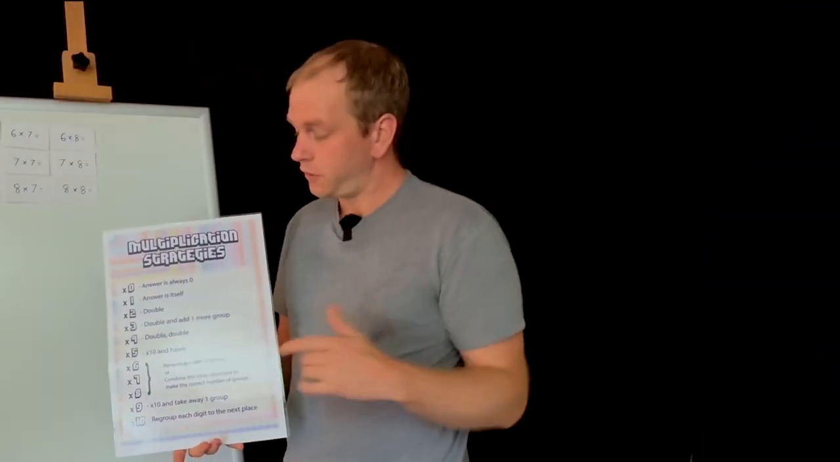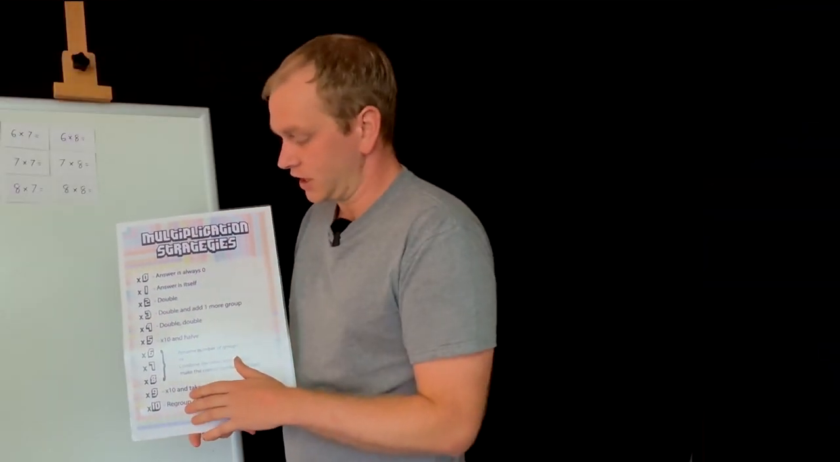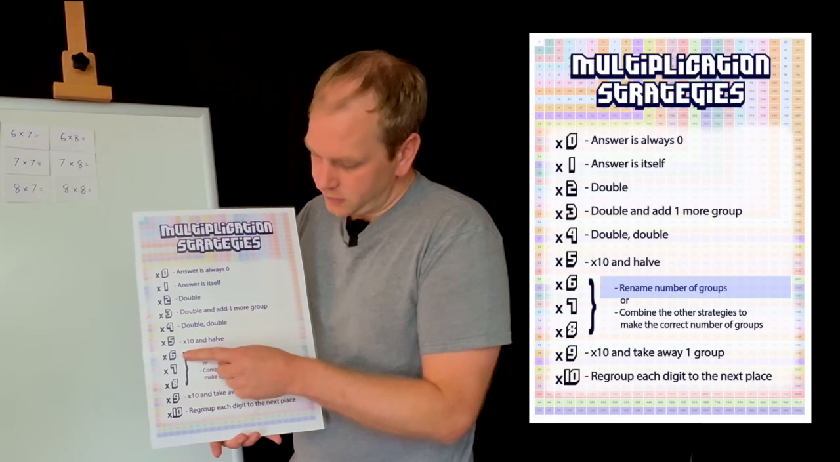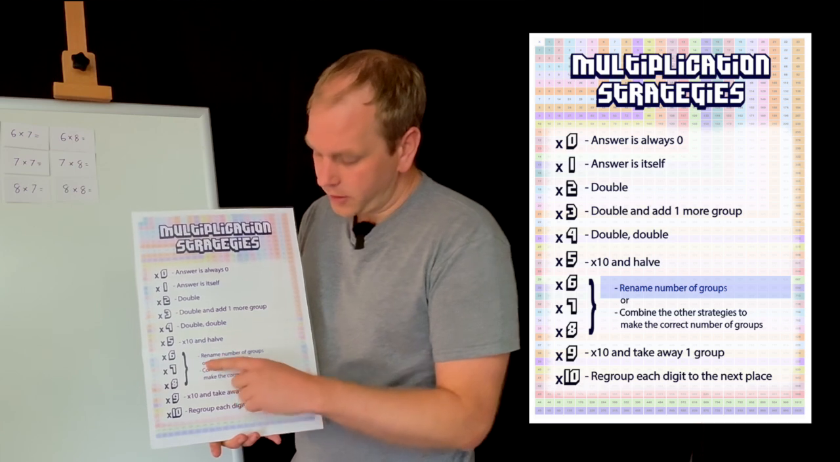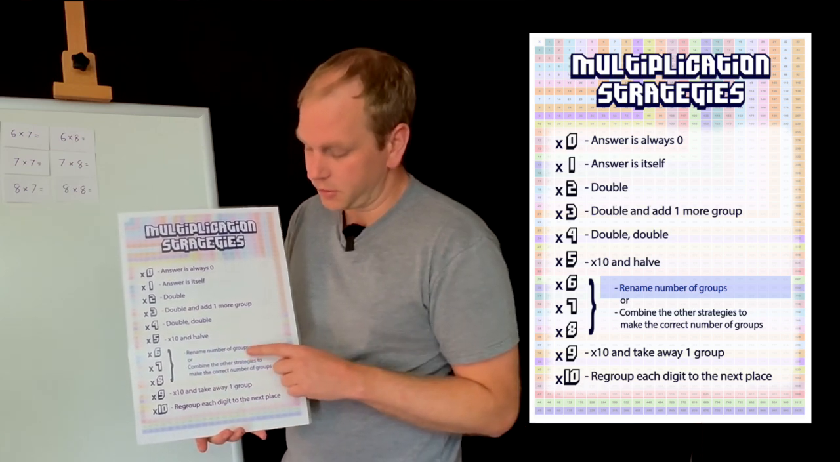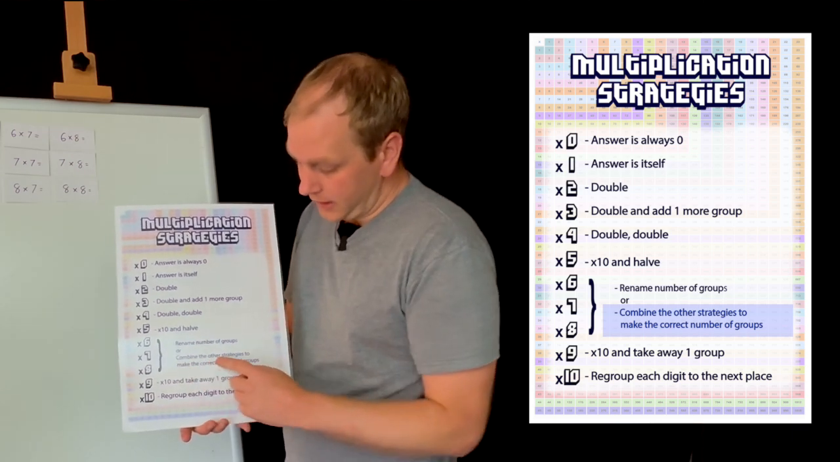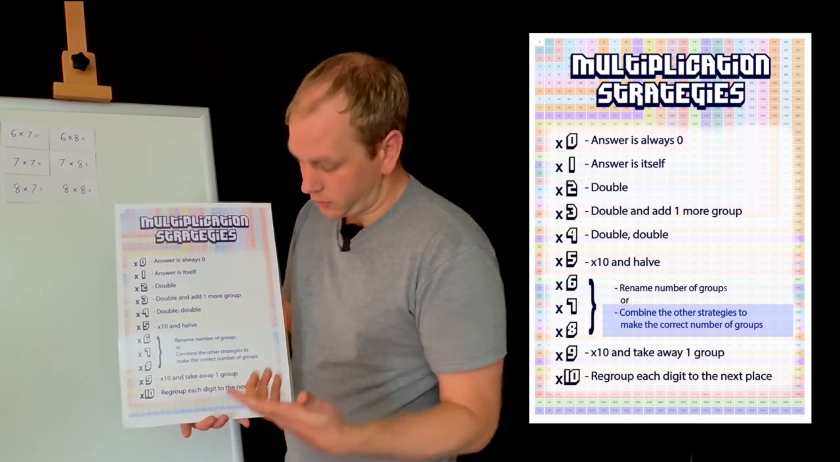So this is day 4 of learning our multiplication strategies. Up until this point, we've now covered all the strategies, but in terms of multiplying by 6, 7, and 8, we've only really looked at the option for renaming the number of groups. But today, we're going to look at this second option, combining the other strategies to make the correct number of groups.